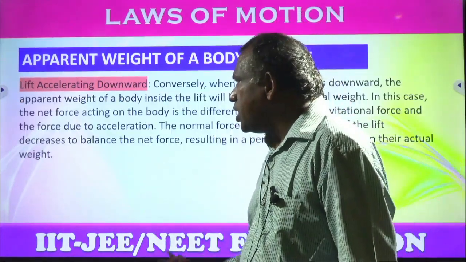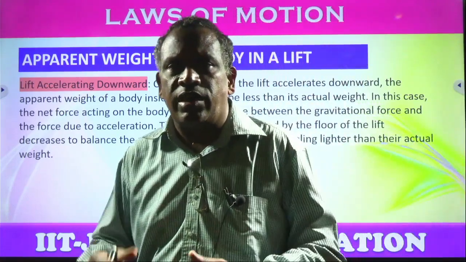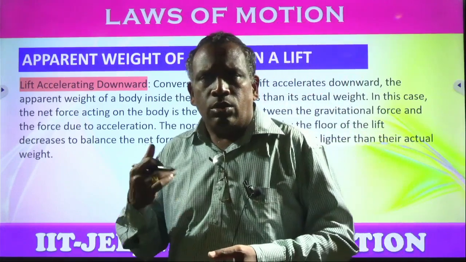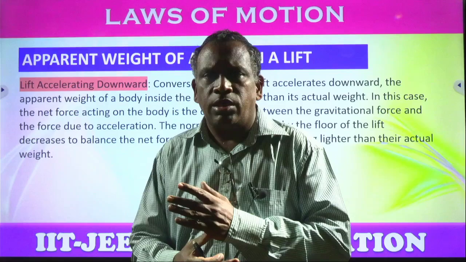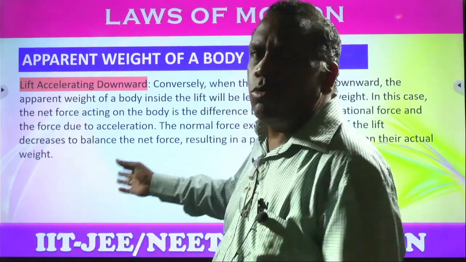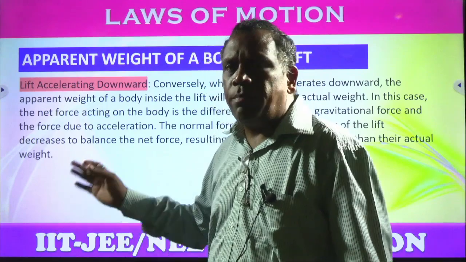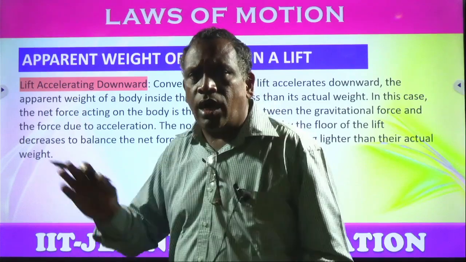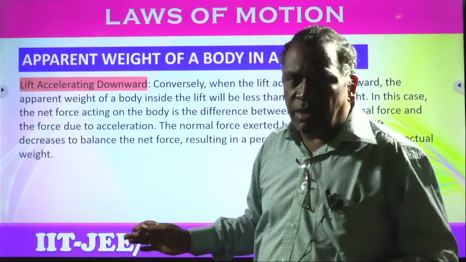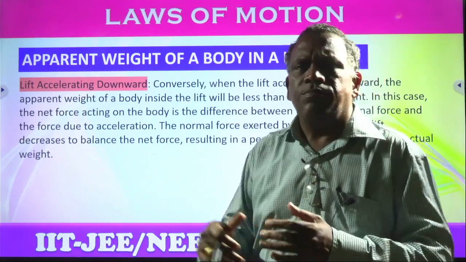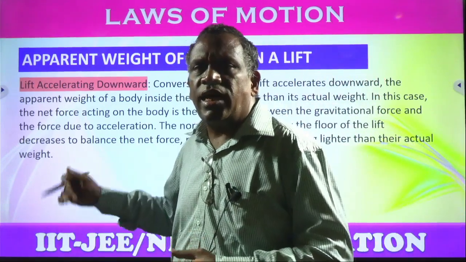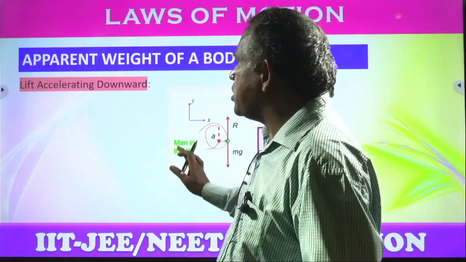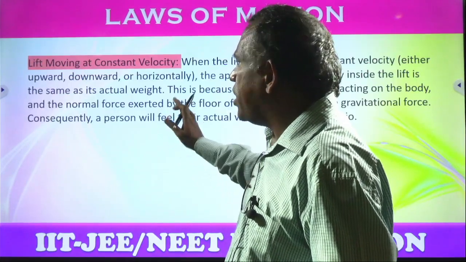Then the third case is when the lift is accelerating downwards. When the lift is accelerating downwards, the apparent weight will be less than the normal weight of a body. So the apparent weight R is equal to m into (g minus a), where the acceleration is less than the acceleration due to gravity. R equals m into (g minus a) will be the formula. So this apparent weight will be less than the actual weight of a body when the lift is accelerating downwards.